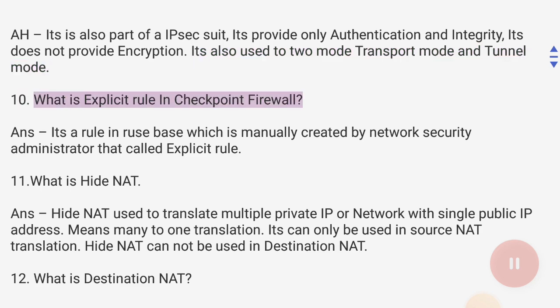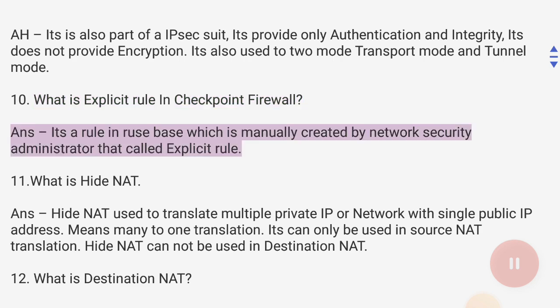10. What is an explicit rule in Checkpoint Firewall? Answer: It is a rule in the rule base which is manually created by the network security administrator, and that is called an explicit rule.